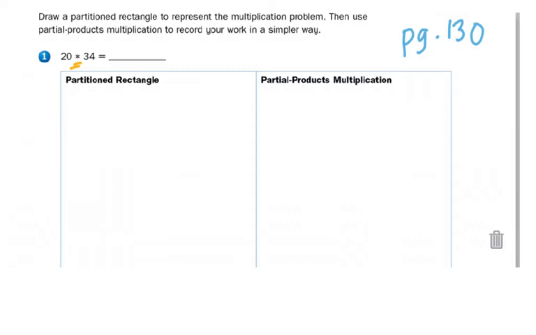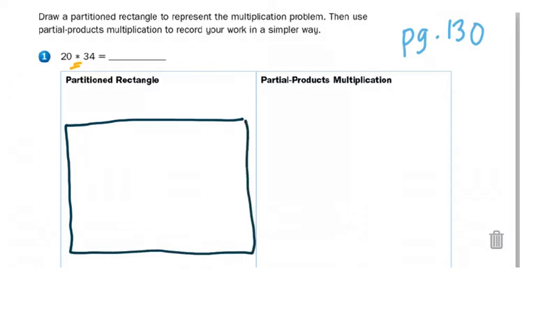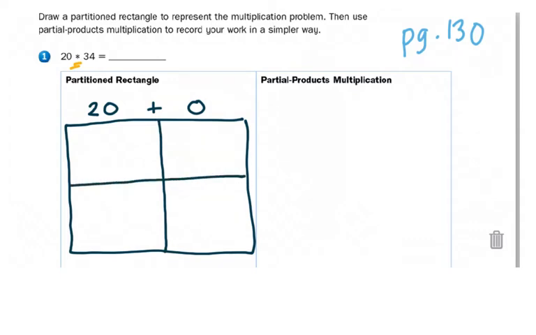So let's go ahead and start with problem number 1. Number 1, 20 times 34. So we're going to go ahead and draw a rectangle, and you want to use as much space as possible so you're not writing too small. We're going to think of 20 as 20, and I'm actually going to have you put plus 0. Sometimes we won't always have a multiple of 10. We're going to think of 34 as 30 plus 4.